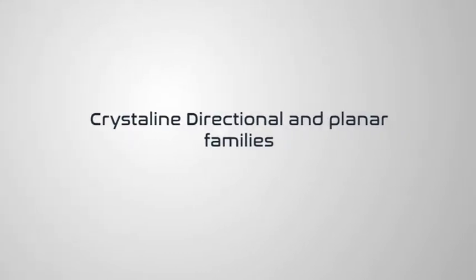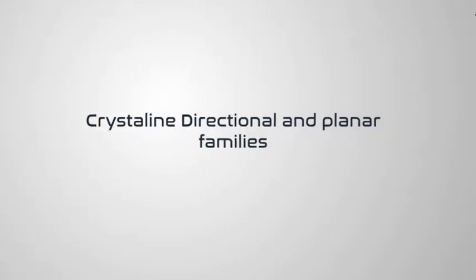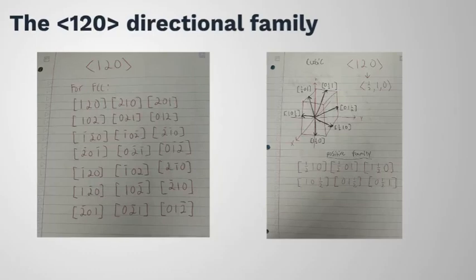Next, we're going to talk about the crystalline directional and planar families. For the 120 directional family, there are 24 different directions in this example. They are as listed: 120, 210, 201, 102, 021, 012, 120, -1, -2, -1, 0, -2, -2, -1, 0, and a bunch more.